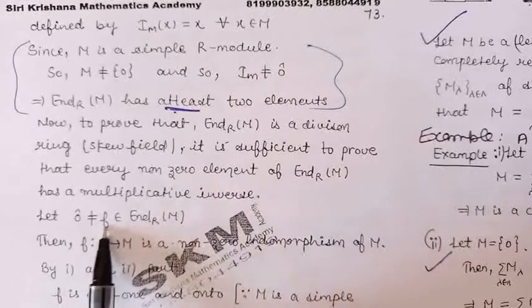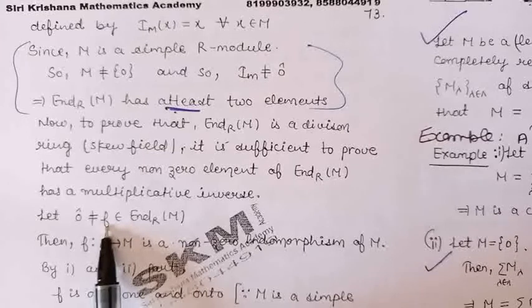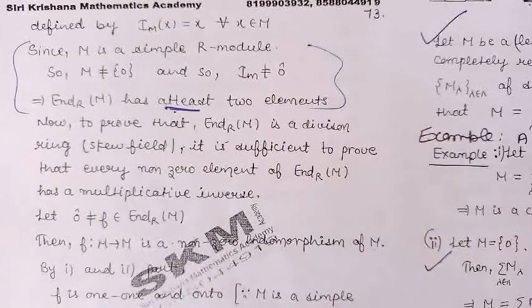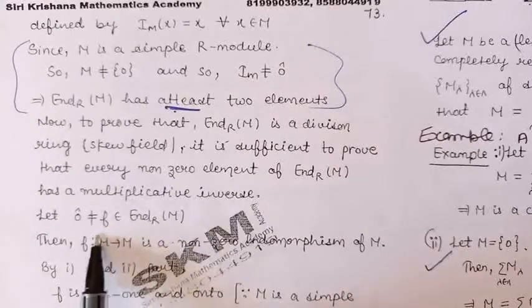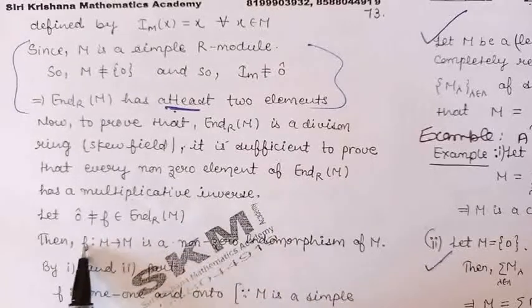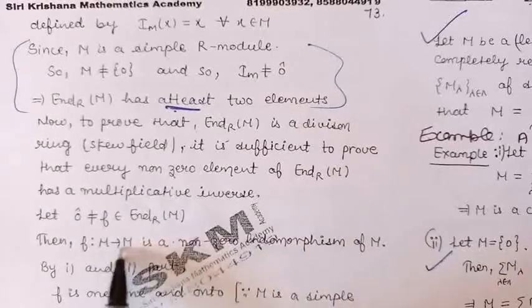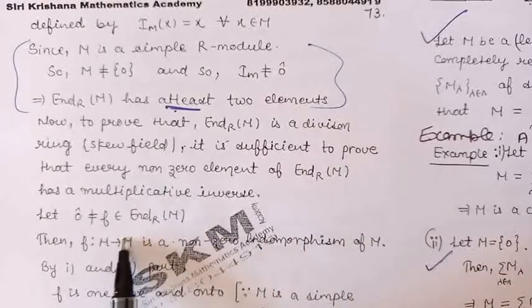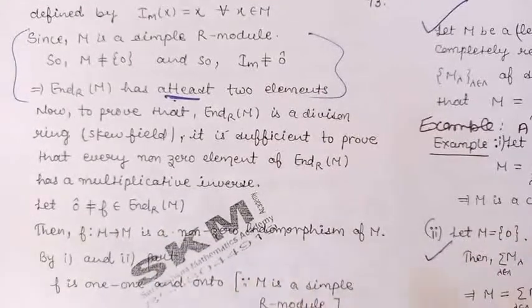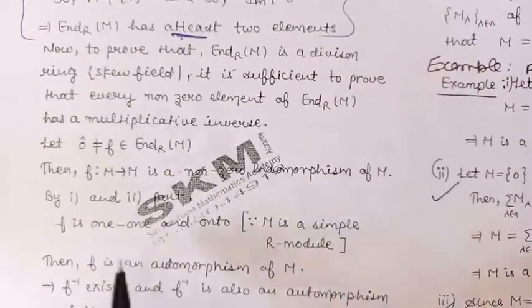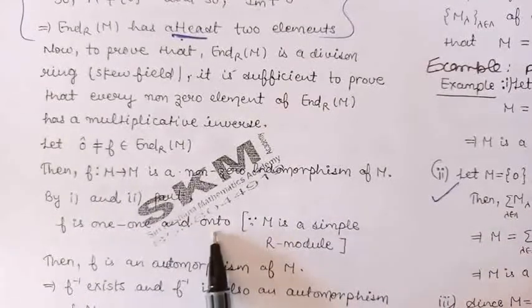It means f is a non-zero endomorphism of M. Now, in the first part, we have proved that if M is simple, then the mapping is one-one. So here, because we are given M is simple, f is one-one by the first case. From the second case, if this is simple, then the mapping is onto. So by using the second part, we can say that f is onto. So we have proved f is one-one as well as onto.